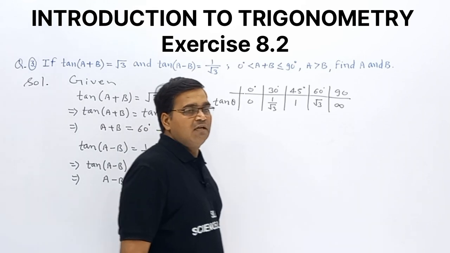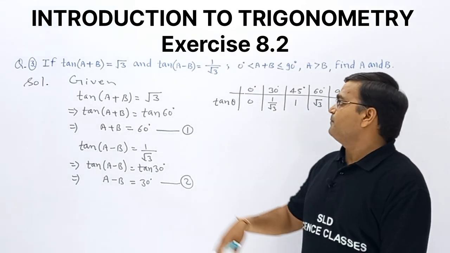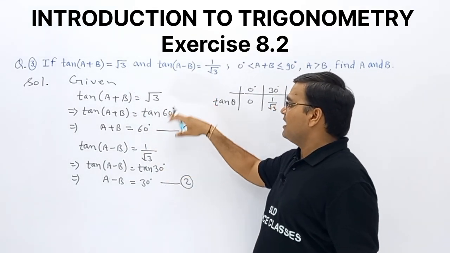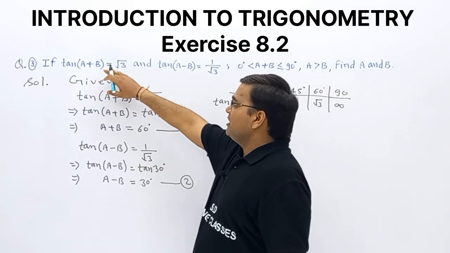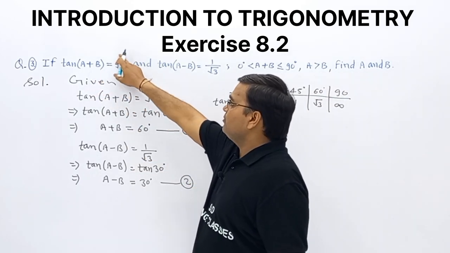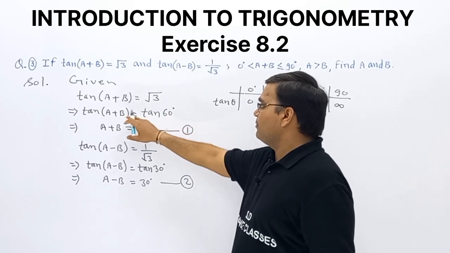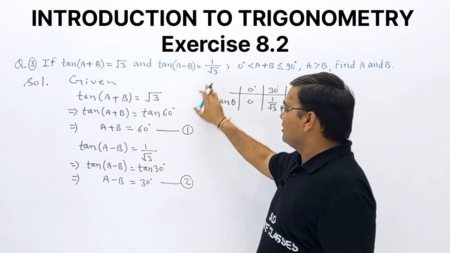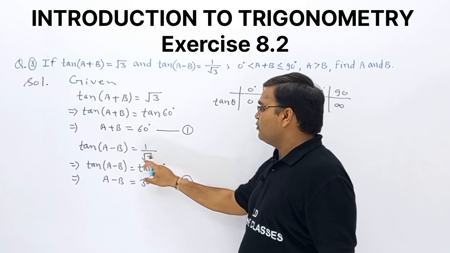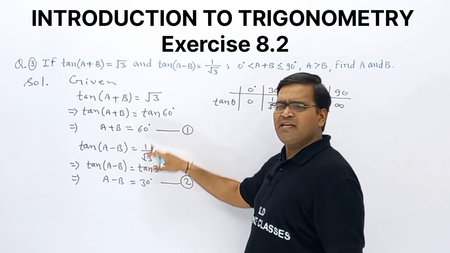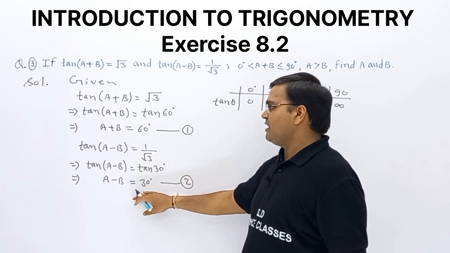Observe. From the given data, we are getting 2 equations. This is in the tangent theta, tangent A plus B equal to this one. This can be written as tangent 60. When we compare, then we are getting this one. This can be written as tangent A minus B equal to tangent 30. Why? Because tangent 30 equal to this one. Both are same, no difference.